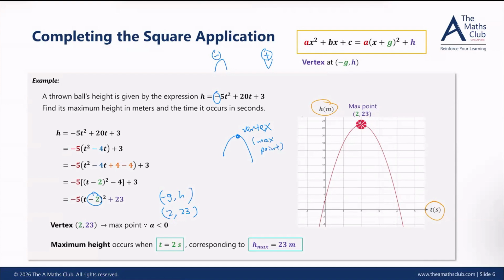Okay? And since this is not the x or the y-axis, it's a t and the h-axis, the maximum point occurs at (2, 23). These two will correspond to time equals 2 seconds, and the 23 will correspond to the height of 23 meters. So there you go. The maximum height occurs when t equals 2 seconds and h max equals 23 meters.